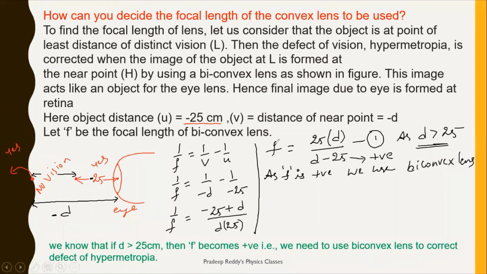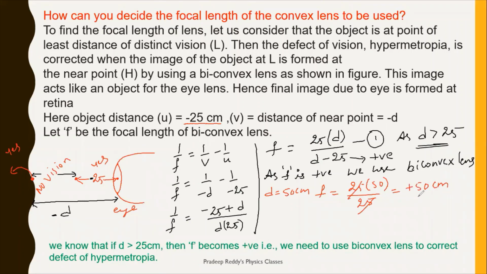Now, what is the value of this focal length? In order to find out, you should know the D value first. For example, if I take D is equal to 50 centimeter, that means a person could not have clear vision if the object is placed between 25 centimeter and 50 centimeter. Beyond 50 he can see, less than 25 he can see, but in between 25 and 50 he could not see. Then in such cases, what will be the D value? 50 centimeter. Take this D and substitute here. F will be equal to 25 into 50 divided by 50 minus 25, that is 25. 25 gets cancelled. It is plus 50 centimeter.